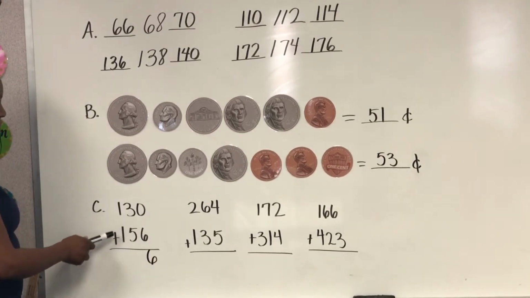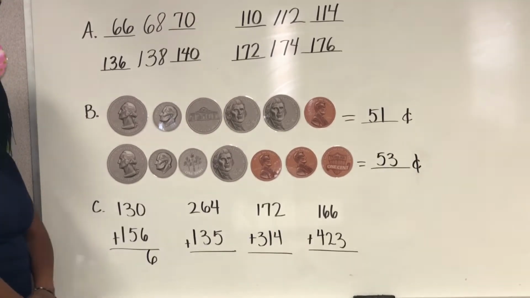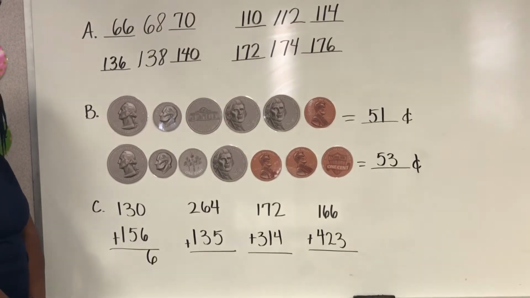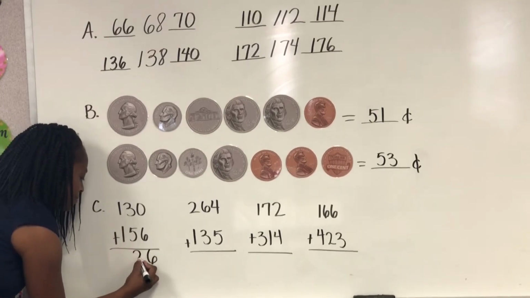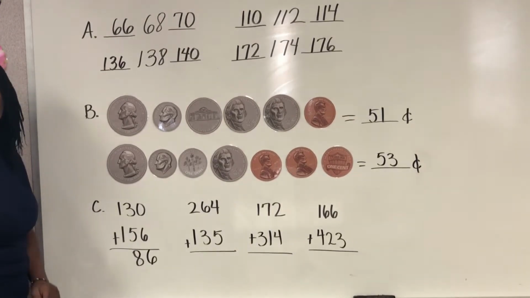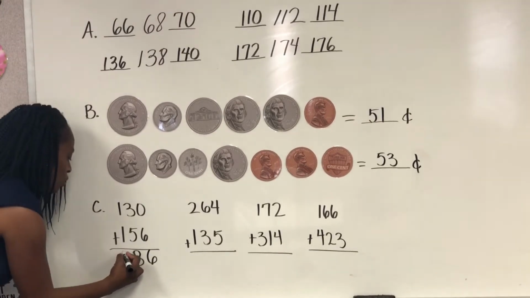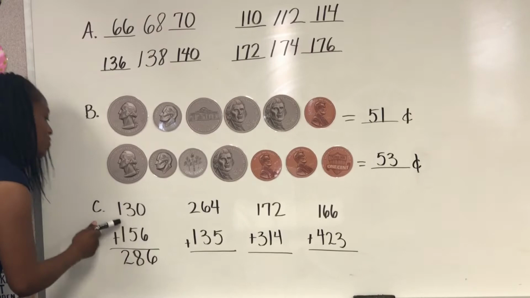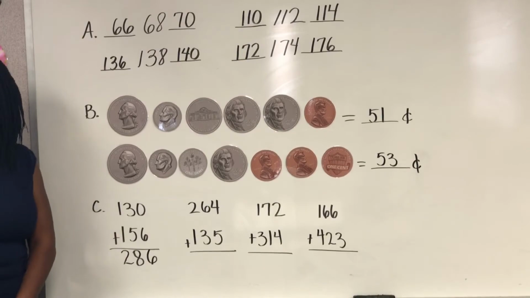All right, boys and girls, we're going to move on to our next place value. What is 3 plus 5, which is the tens place? 3 plus 5 equals 8. We're going to move to our next place value, which is the hundreds place. What is 1 plus 1? 1 plus 1 equals 2. So therefore, 130 plus 156 equals 286.